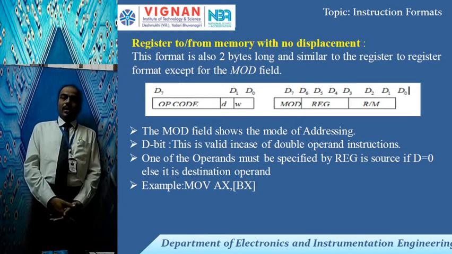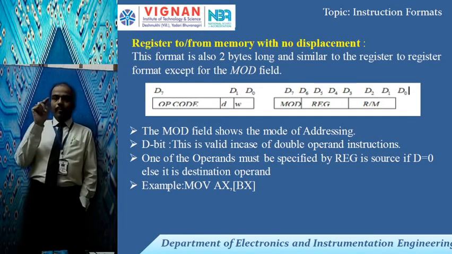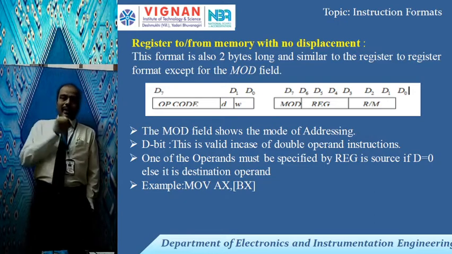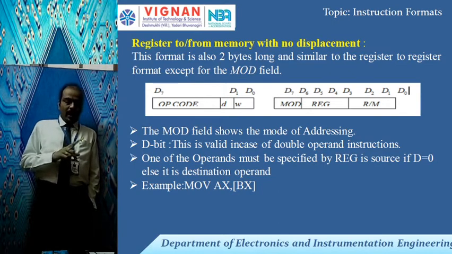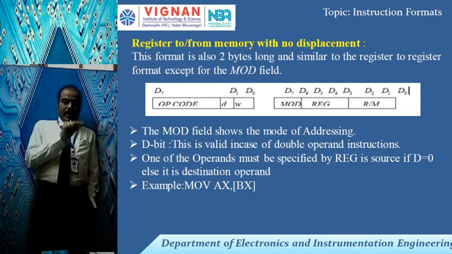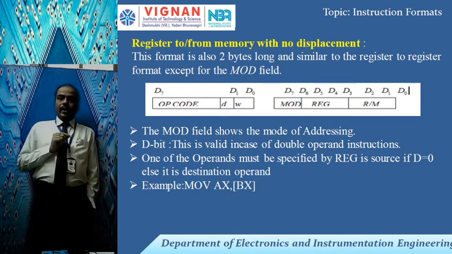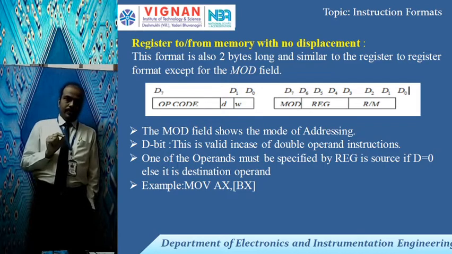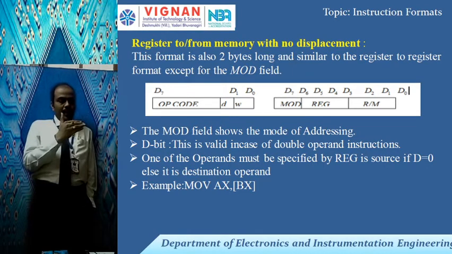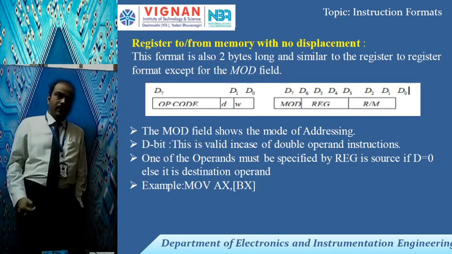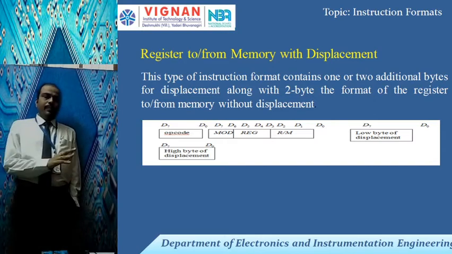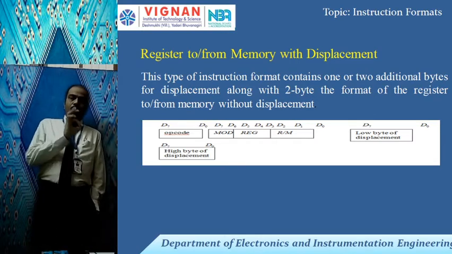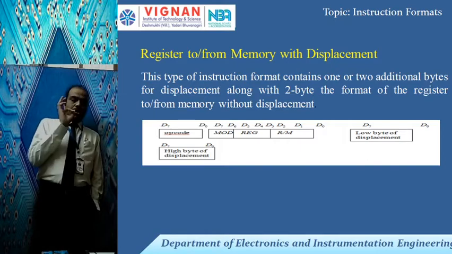Example, move AX comma BX. The BX is specified in the form of a bracket. So this is actually called register indirect addressing mode, which is specified by this MOD field. Whenever you have the register name in brackets, the register will not contain the data. The register will contain the address of the data where it is stored. That is called register indirect, which I will discuss in detail in the addressing modes of the 8086 microprocessor.